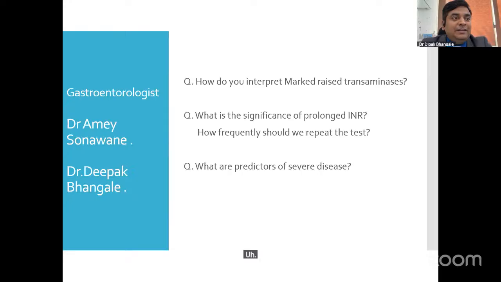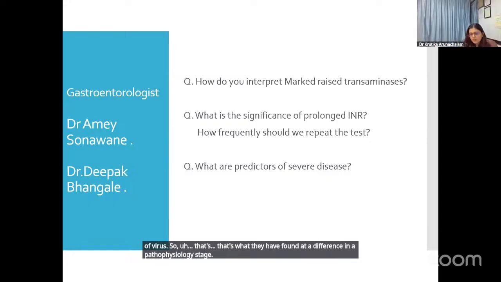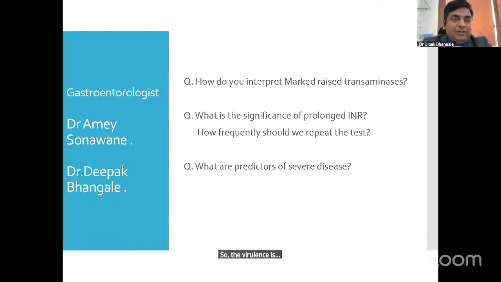So hepatitis E is very recent. Earlier, it was only hepatitis A and B. It was earlier called non-hepatitis A and non-hepatitis B virus, I think. And they labeled it as hepatitis E because it is somewhat different from this kind of virus. So that's what they have found, the difference in the pathophysiological stage. So the virulence is very high compared to hepatitis A.